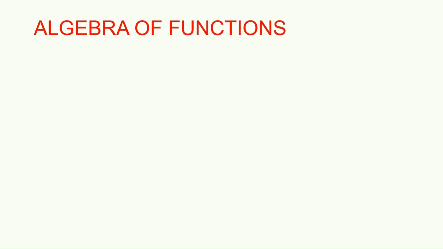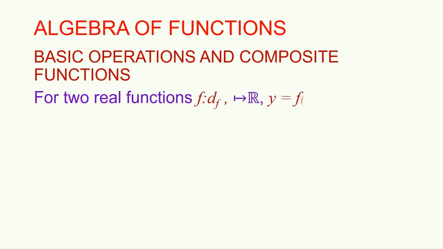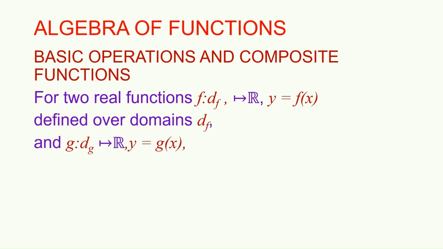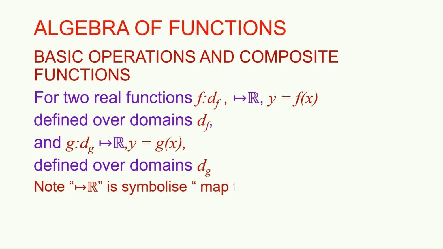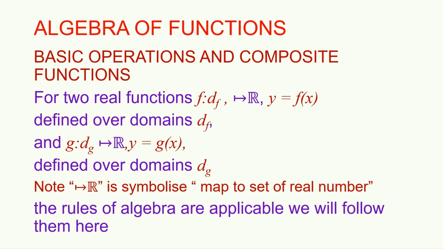Algebra of functions, basic operations, and composite functions. For two real functions, function f of domain df, under which df is mapped to the set of real numbers, or y equals f(x), defined over domain df, and function g of domain dg, under which dg is mapped to the set of real numbers, or y equals g(x), defined over domain dg. Have you noticed? The arrow to R symbolizes mapped to the set of real numbers. Now we will follow the rules of algebra, which are applicable to functions.